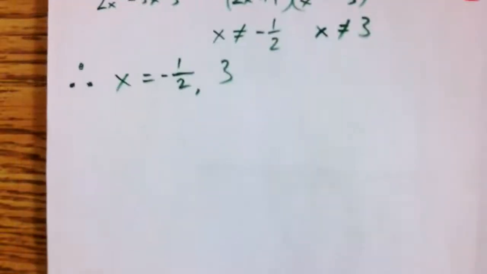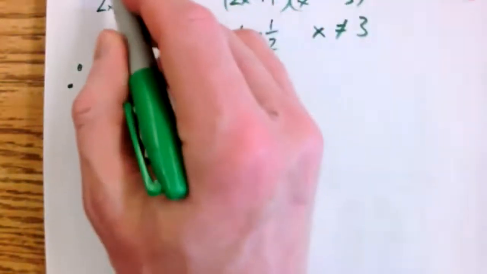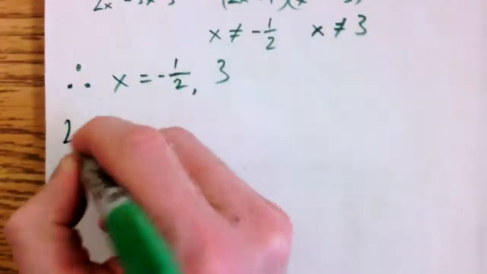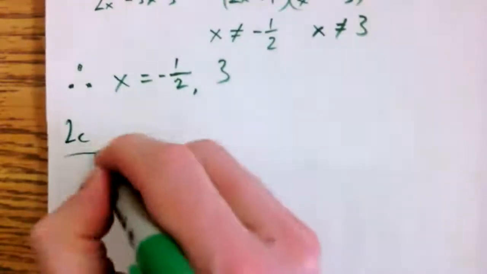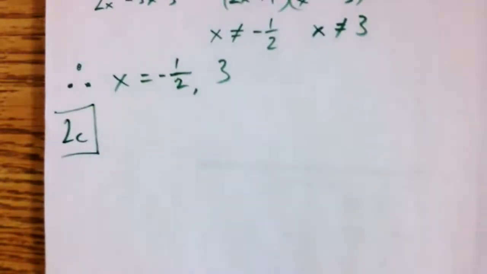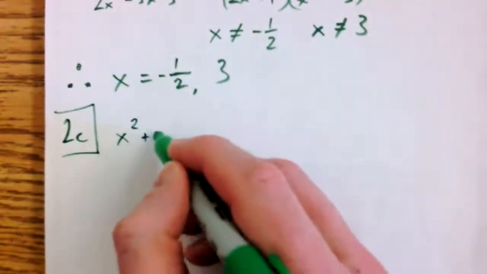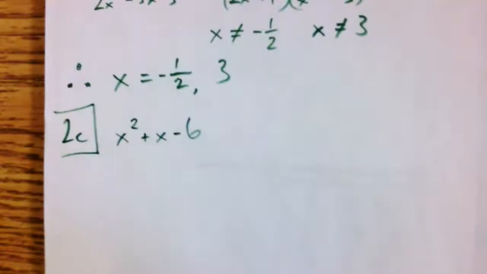Moving along to 2C. It says, given the following functions, graph each function and its reciprocal. x squared plus x minus 6. Okay, x squared plus x minus 6.